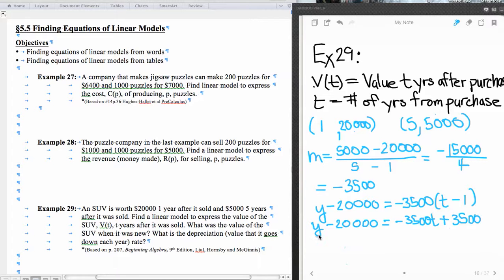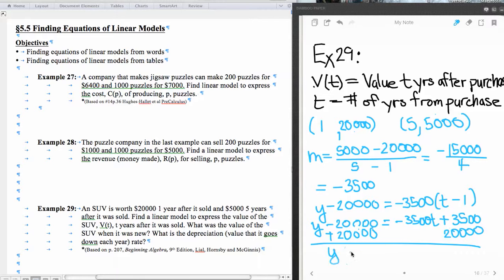And then what I'm going to do is move the 20,000 over. Sorry, I got interrupted there just for a second, so I'm not sure where I was. So we have the 20,000 being moved over to the right-hand side by adding positive 20,000. And now we see our model.